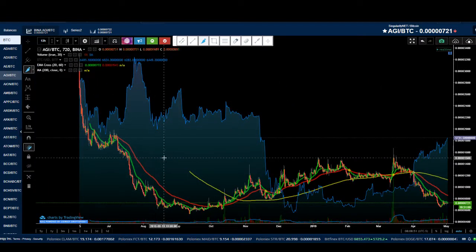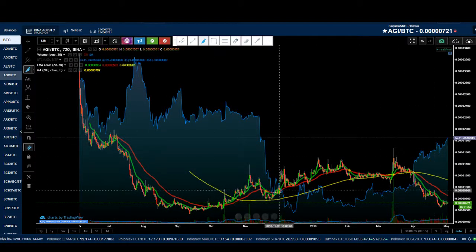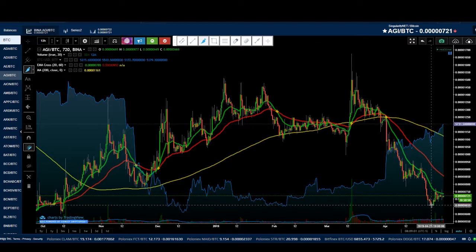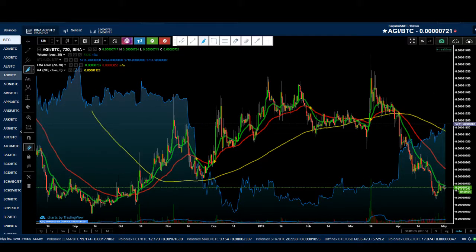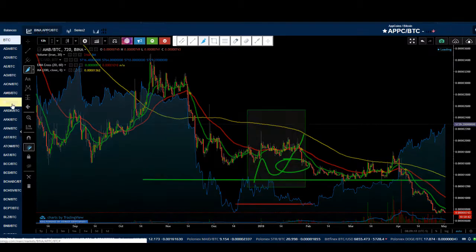AGI, near fail. I've got it marked as a pass. I'm going to move it down, and it shouldn't be a pass. Maybe it's because of this big green candle that I gave it a pass, but it's near to failing. It's near those lows, so I'm going to move that down to a near fail instead of a pass. Aeon, near fail appropriately. AMB is a fail.